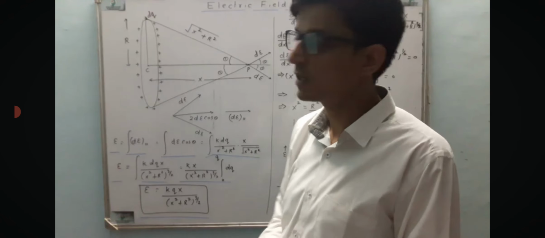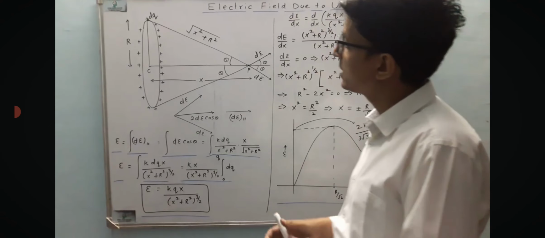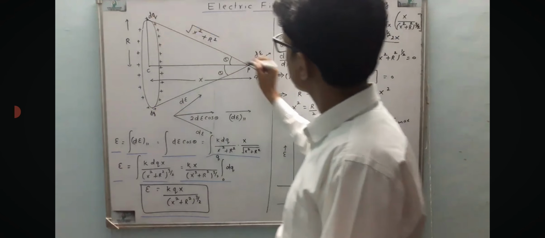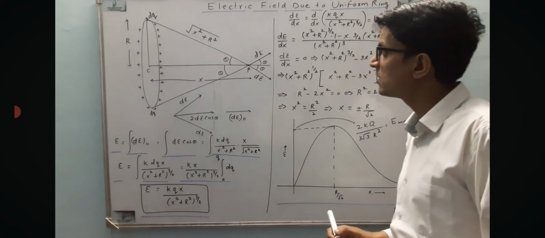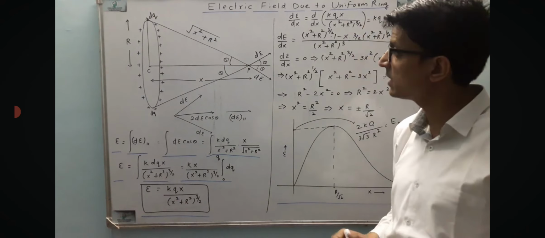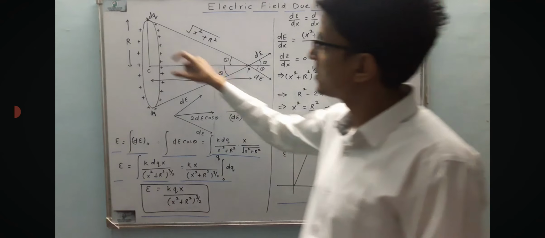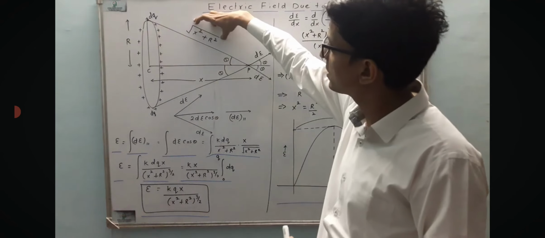Suppose we have a uniform ring, so the charge is distributed over the entire circumference of the ring. So I take an element dq here, and let us calculate the electric field at a point on the axis of the ring and at a distance of x from the center. Suppose the radius is r, so this distance is root under x square plus r square.